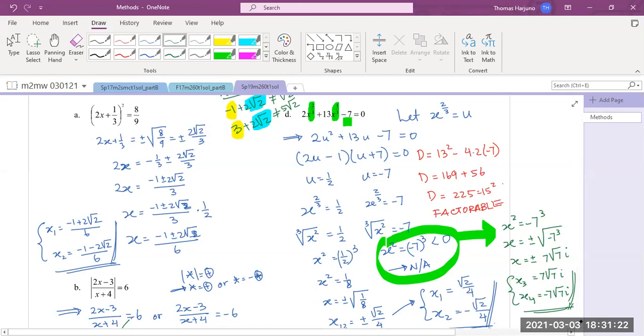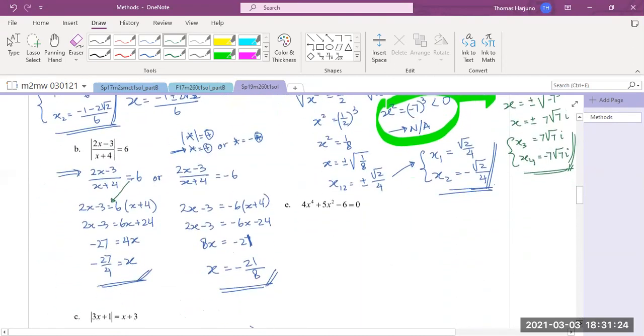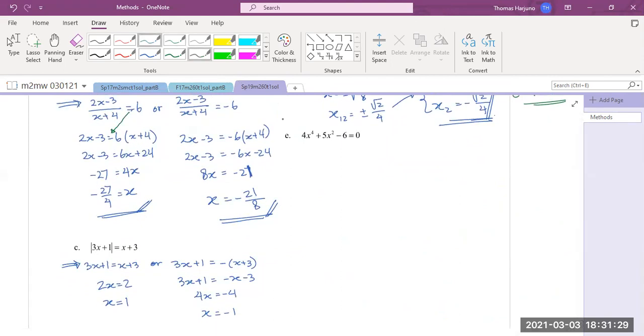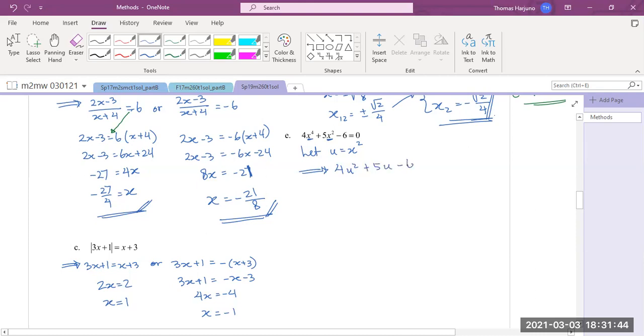Now, going back here, part E, this is a quadratic-like equation. Notice that x to the 4th is the square of x squared. So I will say let u equals x squared, such that my equation now becomes 4u squared plus 5u minus 6 equals 0. Now factor that. No, it won't be 2.